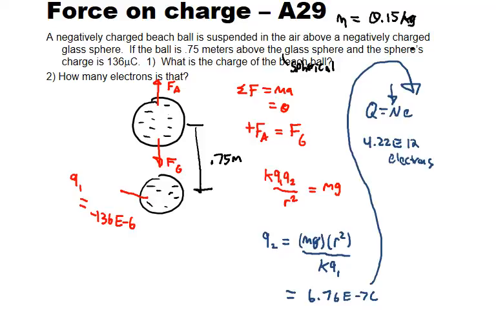And how many electrons is that? We know the charge, and we're trying to figure out how many there are. So we take the total amount divided by the charge of 1, which will give us 4.22 times 10 to the 12th electrons. So that's the total number of electrons to make up that amount of charge on the ball.